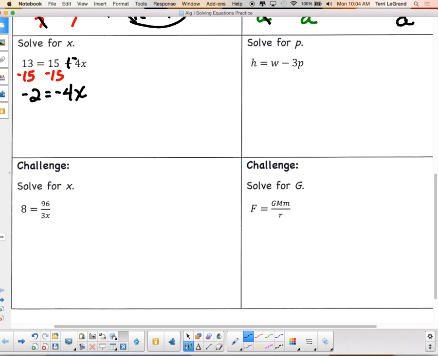And now what will we do to both sides? Divide by negative 4. Okay, so we'll take negative 2 and divide it by negative 4. We'll take negative 4x and divide it by negative 4. This also sometimes creates an issue.